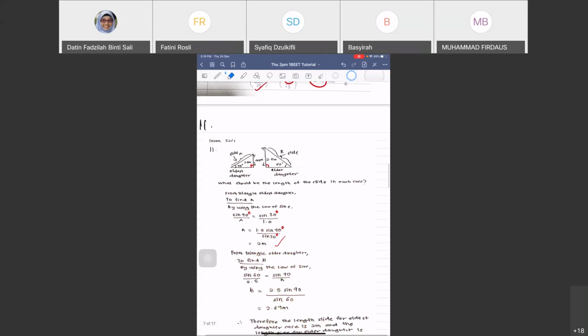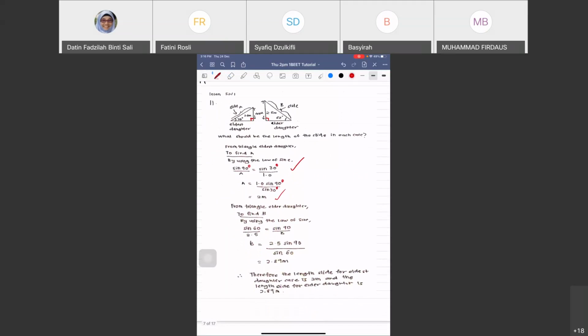So this is for the first one, the shortest slide, which is the 1 meter height slide. And then another one is for the 2.5 meter slide. Same thing, similar. You can use the law of sine or a simple sine ratio, which is sine 60 equals 2.5 over b. Then you solve for b. So I suppose this is also correct.